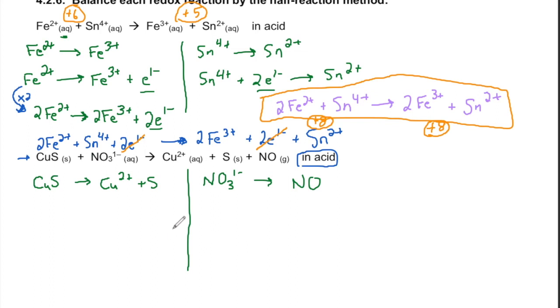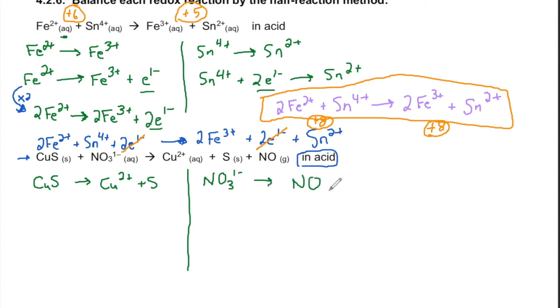Step 2 is to balance all the elements except for hydrogen and oxygen. So copper is balanced, 1 and 1, sulfur 1 and 1, nitrogen 1 and 1. Okay, that was all set. Now the next step is to balance oxygen by adding water molecules. This side does not have any oxygen, we don't have to worry about it. This side does have oxygen, and it's not balanced. We've got 3 and 1.